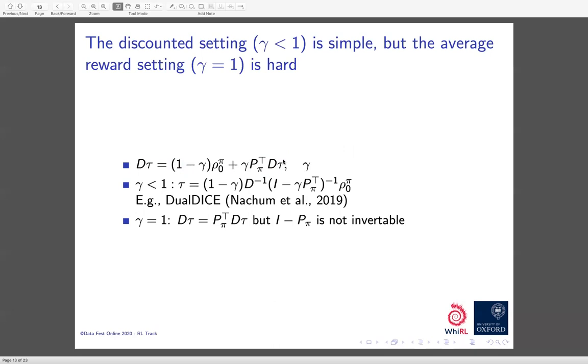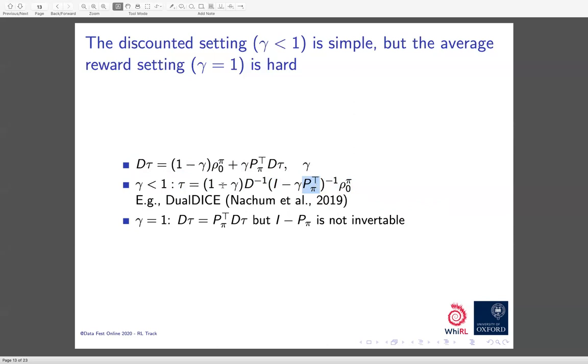For the discounted setting where we have gamma smaller than 1, the problem is not very hard because given this equation and given gamma smaller than 1, we can compute the analytical solution of the density ratio tau. So it has a form like this. But obviously we cannot compute this matrix expression directly. First, we don't know D because we don't know its diagonal term d mu. We can only sample from d mu, but we don't know the analytical expression of d mu, so we don't know D, and we don't know the transition kernel p pi either.